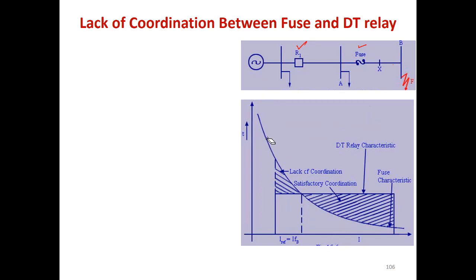Now, if we plot the operating characteristic of the fuse and relay both, then the fuse characteristic is this. And the definite time relay characteristic is like a straight line. We can see here, right? This is your definite time relay characteristic, and the threshold is set at this point, I reference, which is also known as IFB.